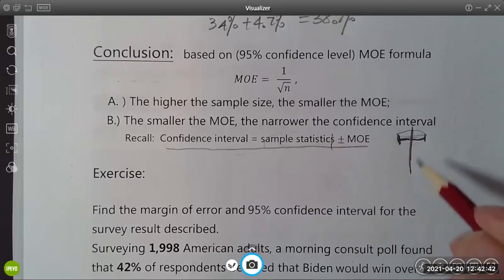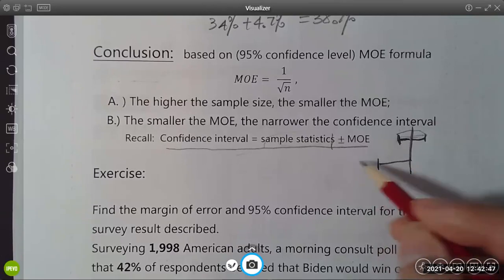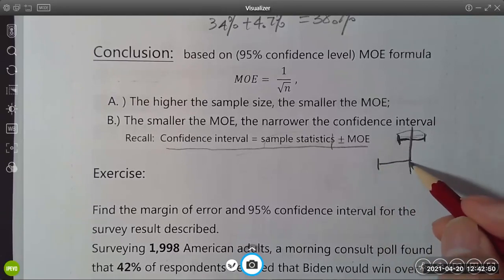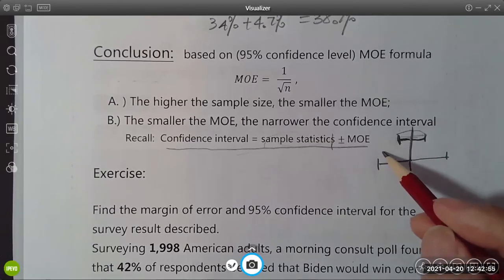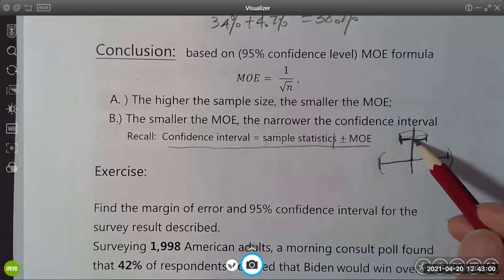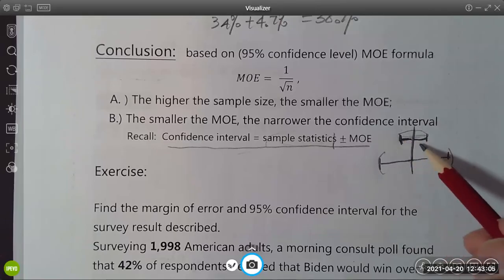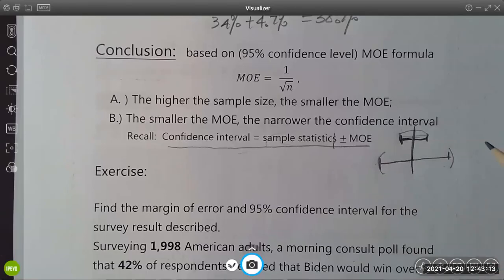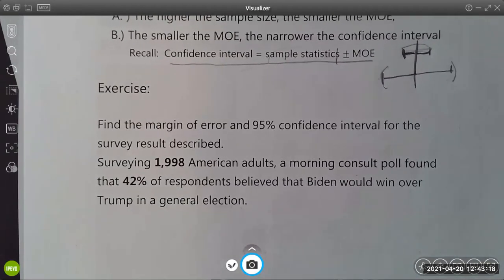But if you have a bigger margin of error, you subtract a bigger number, so you get an even smaller number when you go to the left, right? When you add a larger margin of error, you get an even bigger number to the right. So that's your new confidence interval. It depends on the margin of error. The smaller the margin of error, the narrower the confidence interval. The bigger the margin of error, the wider the confidence interval. And it's just true. Okay, now we are ready to look at the exercise.